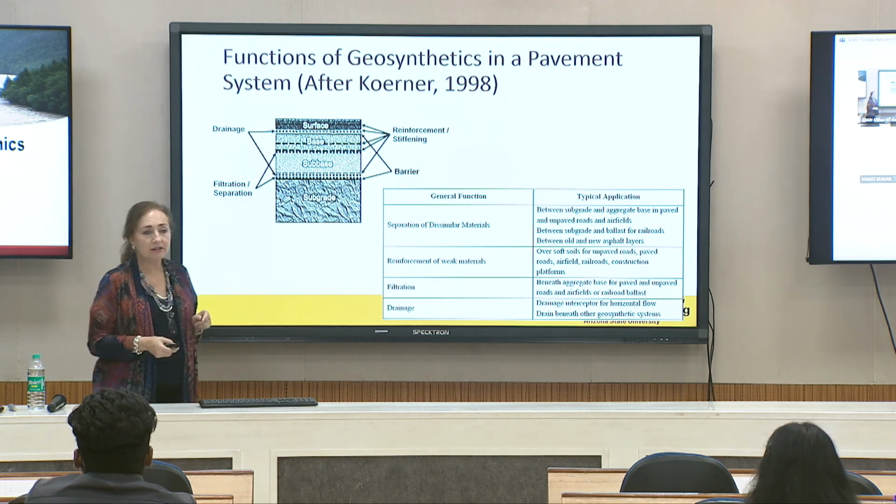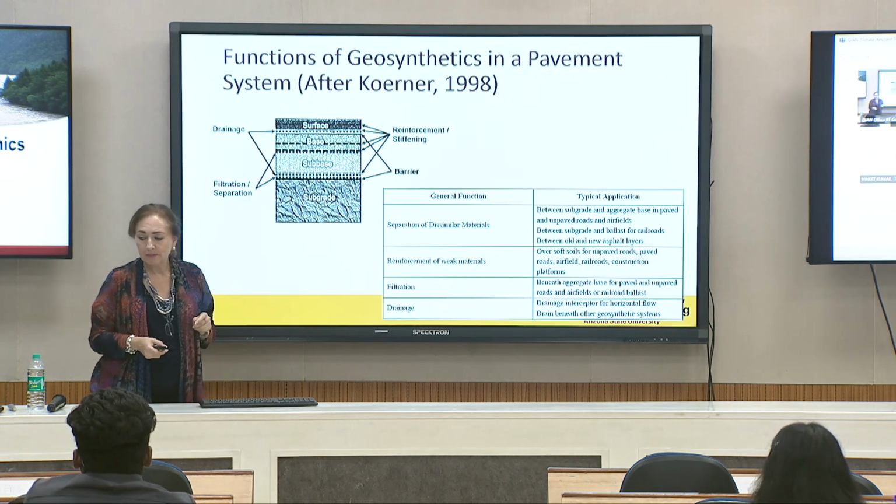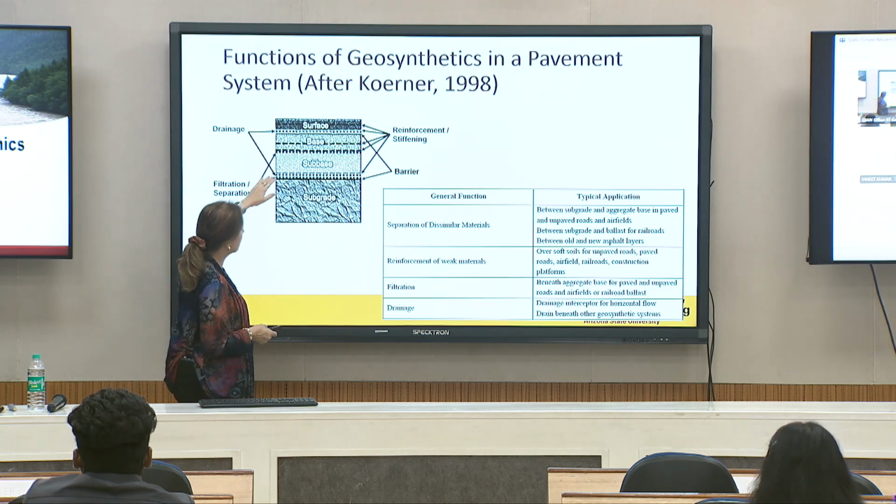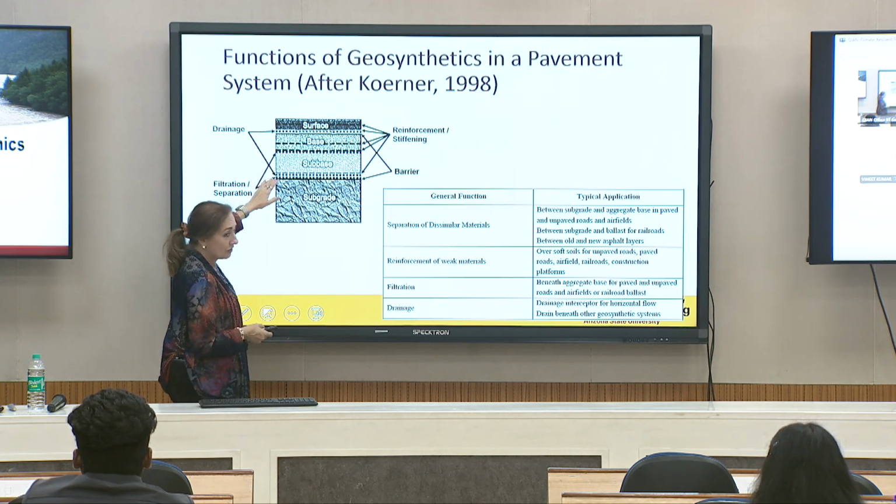Filtration beneath aggregates base. Base for paved and unpaved roads, and also for airfields and railroads. And this one use the filtration right there. And separation, like we saw that one, right? This one is right there.